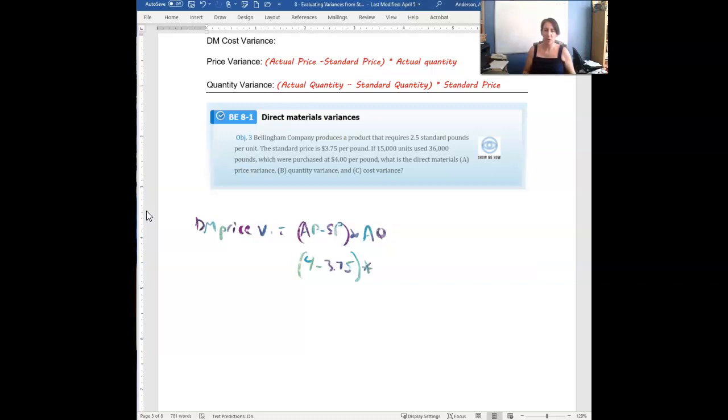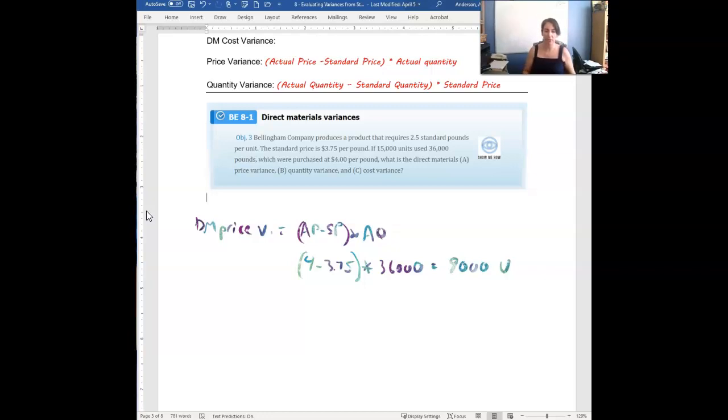And times the actual quantity, well, it says we made 15,000 units. But that's not what we're looking at here. We're looking at price per pound, so we're looking at pounds. And we used 36,000 pounds. So it's going to be times 36,000, which is equal to 9,000 as an unfavorable variance. So a positive number is actually unfavorable because actual costs are more than standard. So you wind up with a $9,000 unfavorable variance.